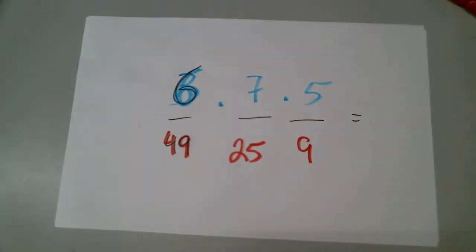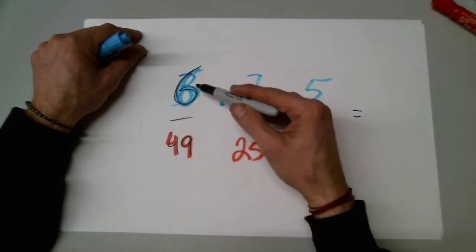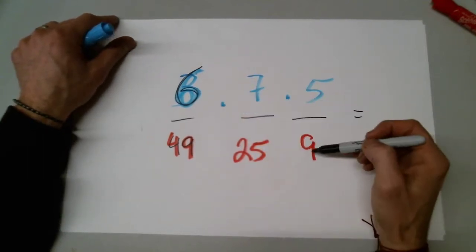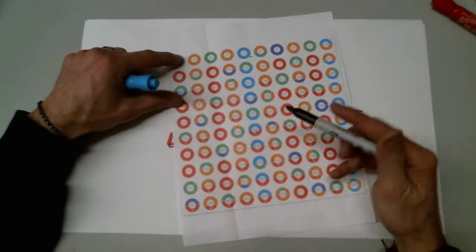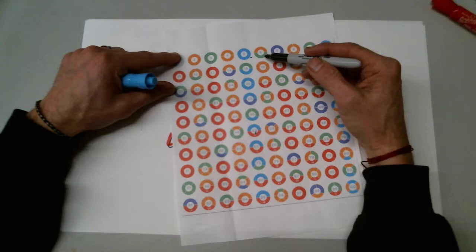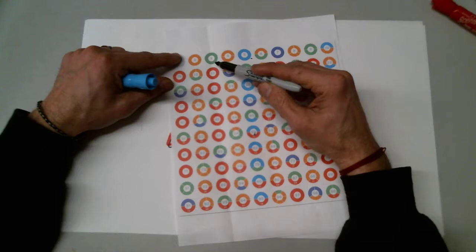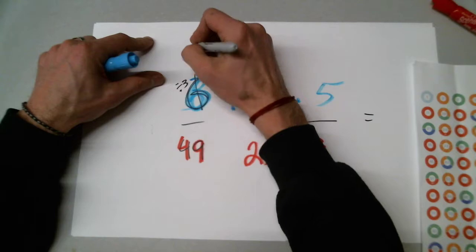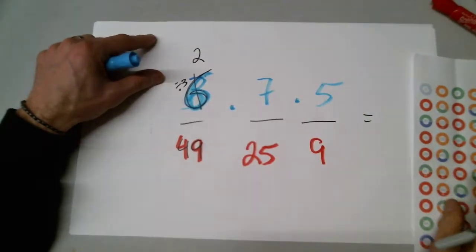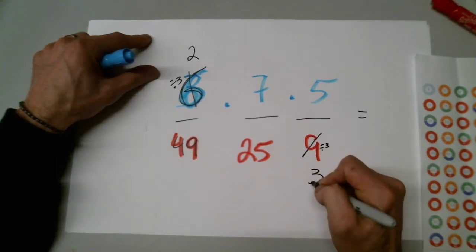All right. We cross cancel. Let's take a look at this. First one we're going to look at, 6. Well, 6 doesn't go into 49. 6 doesn't go into 25. 6 doesn't go into 9, but do they share a factor? Let's take a look. 6 is yellow and green. 9 is green. So they share the factor 3. Okay, so if I divide 6 by 3, I get 2. So this is a little different because now they're actually sharing a factor. They're not multiples. 9 divided by 3 gives me 3.